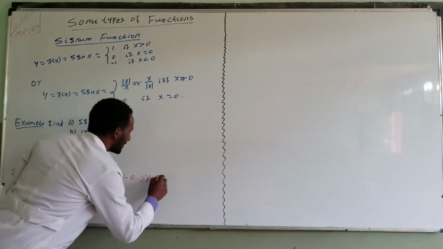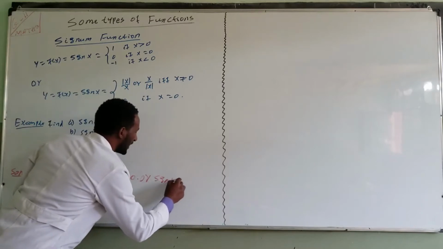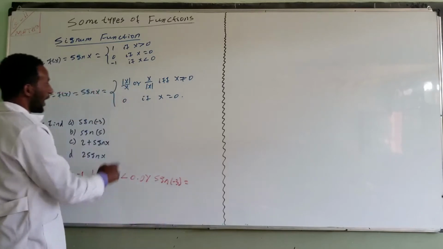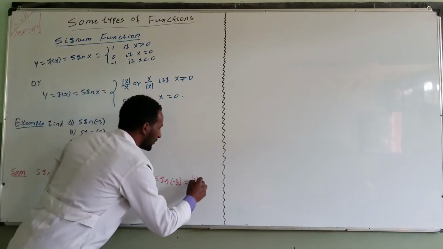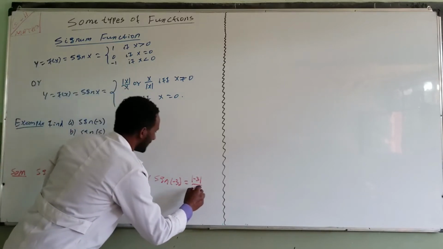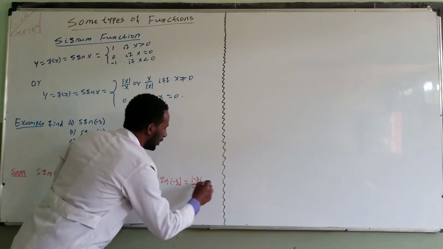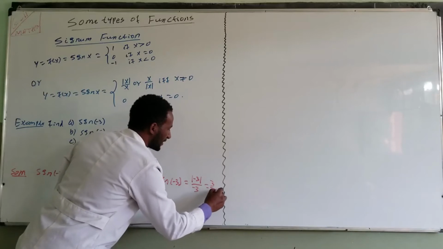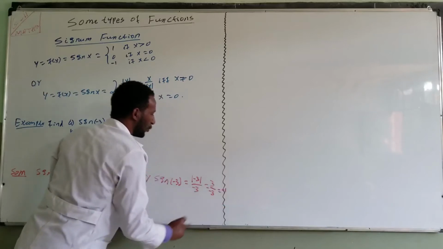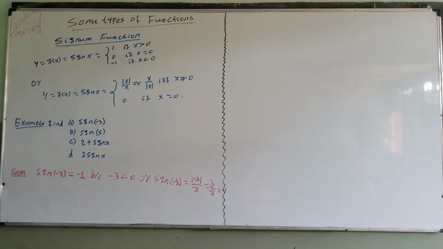That means signum of -3 is equal to, at the place of x we substitute -3, therefore absolute value of -3 over -3, which is equal to, absolute value of -3 is 3, over -3, is equal to -1.